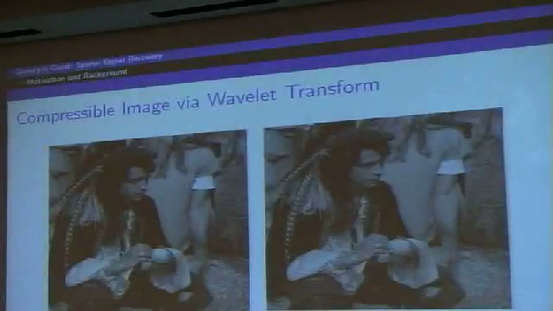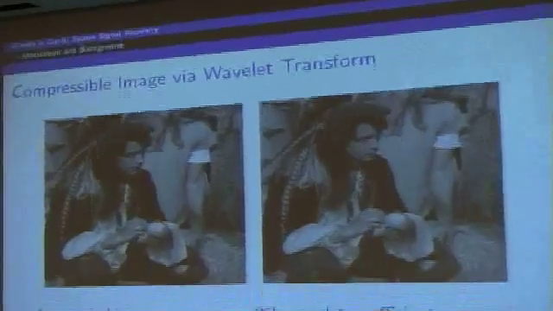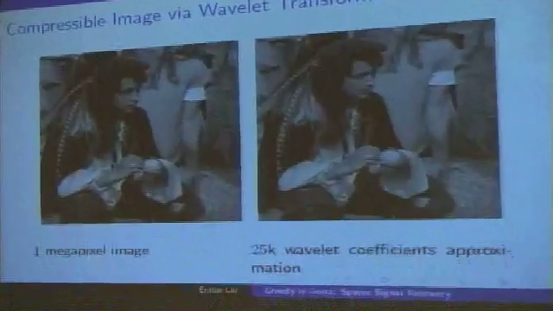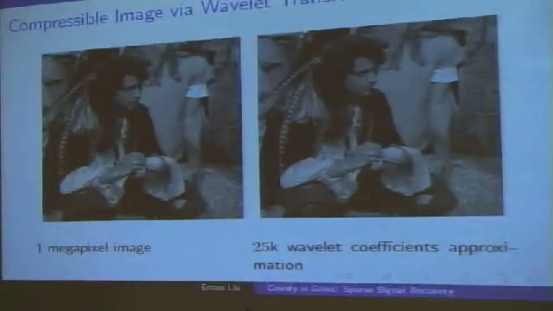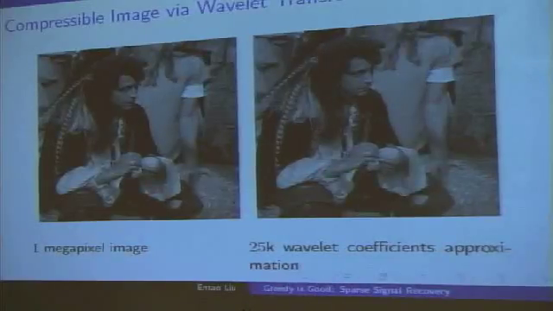Okay, so I show you the graph here. This is our original data. It is a 1 megapixel image, and if we only pick the 25K biggest wavelet coefficients, we get this good approximation. Of course, we lose some detail here, but anyway, we can consider this a good approximation.